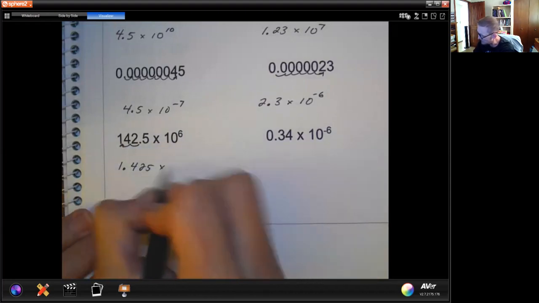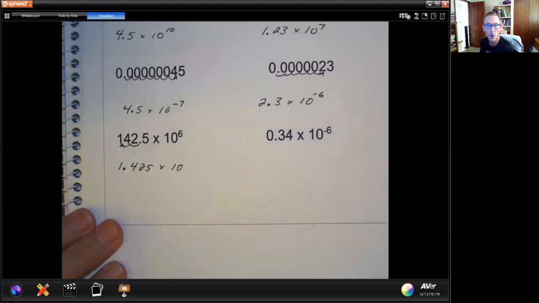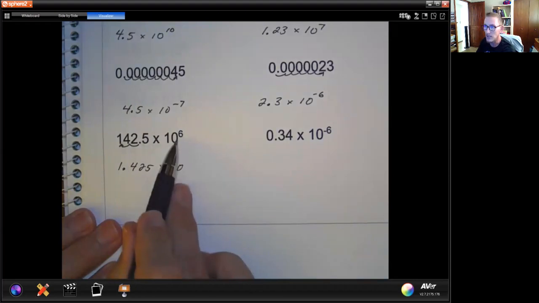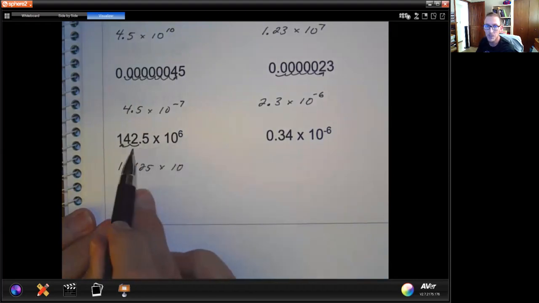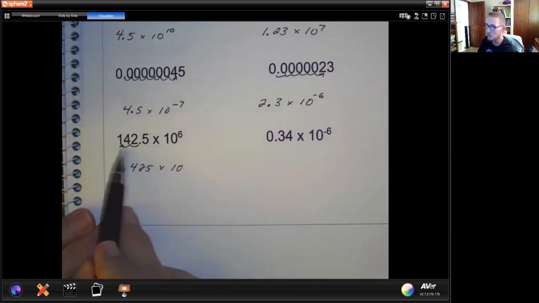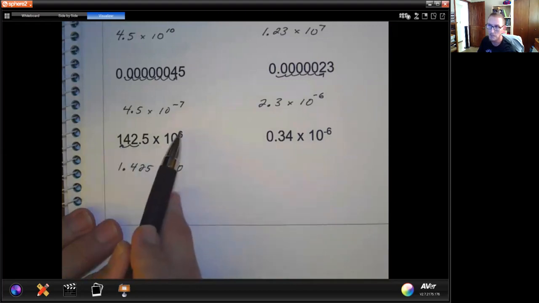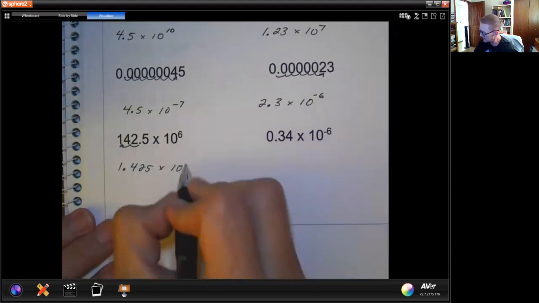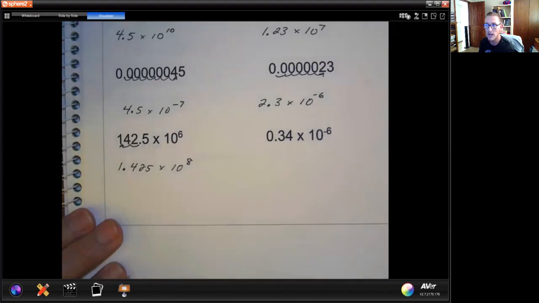1.425 times 10 to the, and I'll leave it for a moment, that exponent has to change. It was a 6. This was a number that was bigger than 10, so the exponent has to get bigger. Think about that for a moment. Bigger than 10, exponent gets bigger. I moved it 2 times, so the exponent's going to go from a 6 to an 8 because it has to get bigger by 2 times.